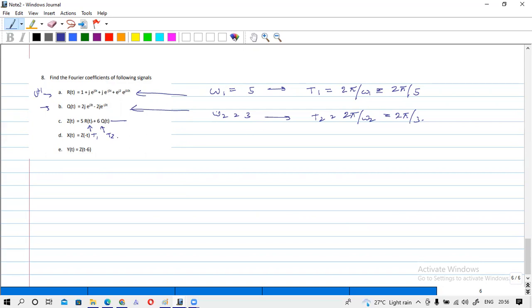For a composite signal you have to take the ratio of T1 and T2. If you get the ratio, you will have 3 by 5, because here 2π by 5 and 2π by 3, the 2π cancel out, and 3 goes up. So it will be 3 by 5. This is rational, and you can see that this is periodic. So z(t) is also a periodic signal.